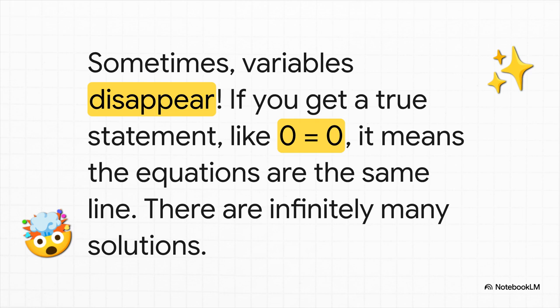If you do all your math and both variables disappear, leaving you with a statement that's obviously true, like 0 equals 0, well, what that's telling you is that your two equations were actually just two different ways of describing the exact same line. They overlap everywhere, so there are infinite solutions.